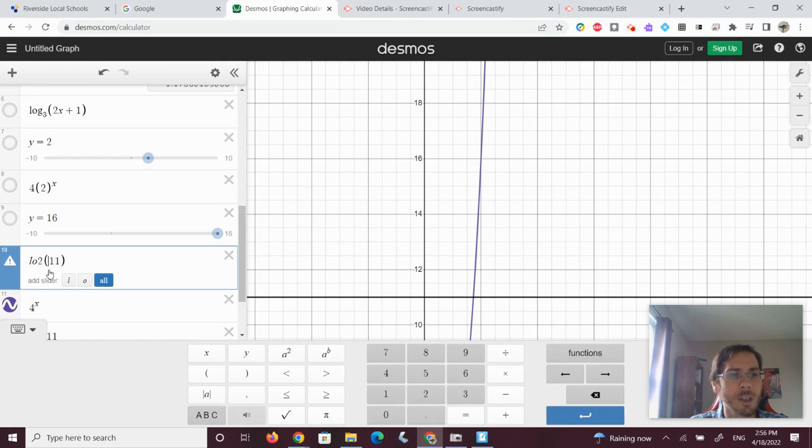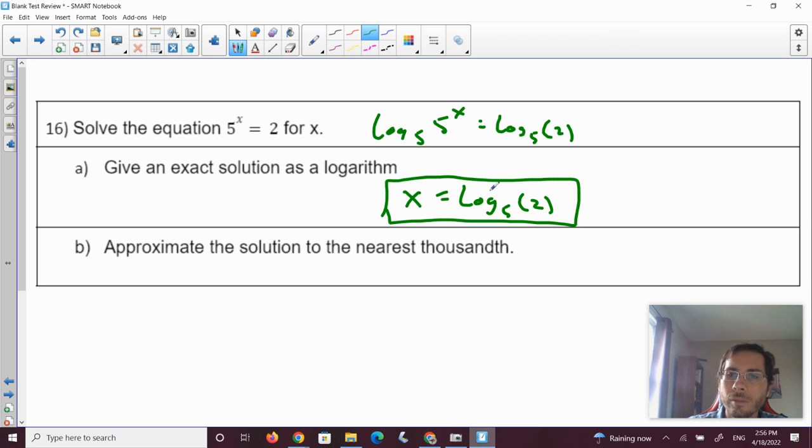Oh, everything got all messed up. All right. Log base 5 of 2 is 0.431. There we go. So that's all we got for that one. Pretty much the same as the other one, just an extra example.